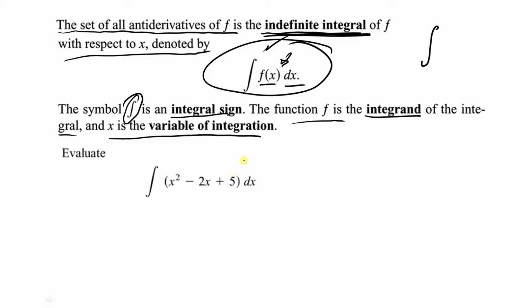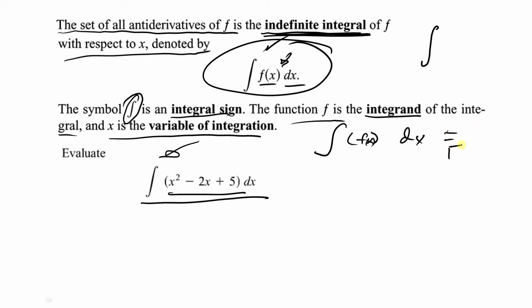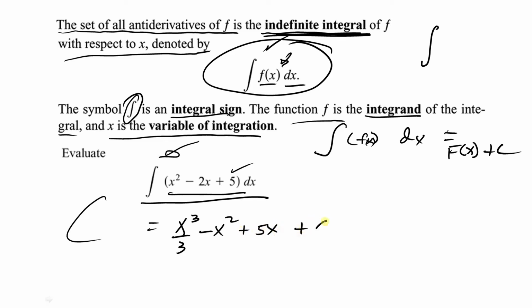So let's calculate the antiderivative of x squared minus 2x plus 5. That's exactly what this means. Having this followed by dx and some function of x simply means that it equals the antiderivative of f of x, plus a constant. So this is equal to x cubed over 3 minus x squared. The antiderivative of 5 is 5x plus a constant.